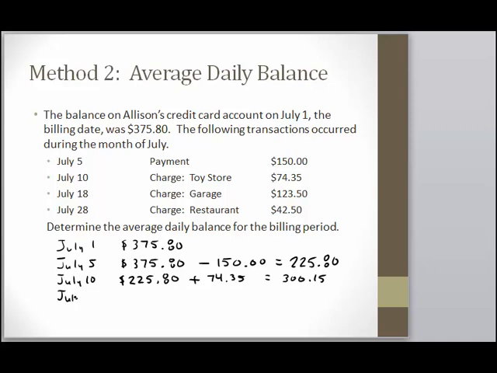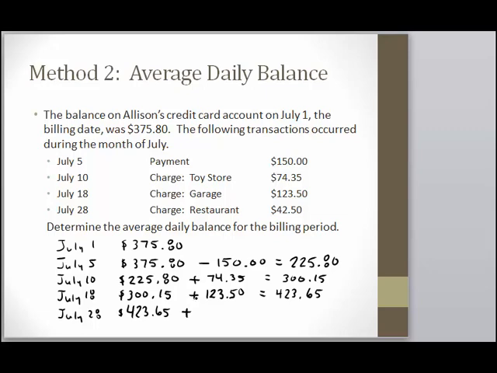On July 18th, I'm going to take her balance of $300.15 and note that she made another charge in the amount of $123.50, which makes her total amount due $423.65.